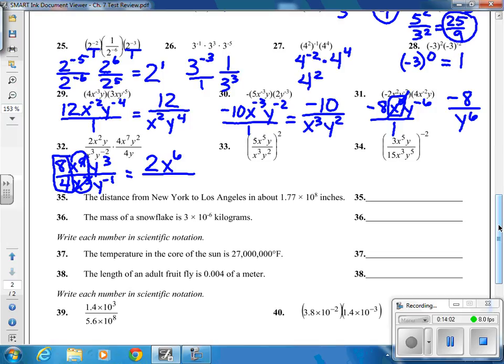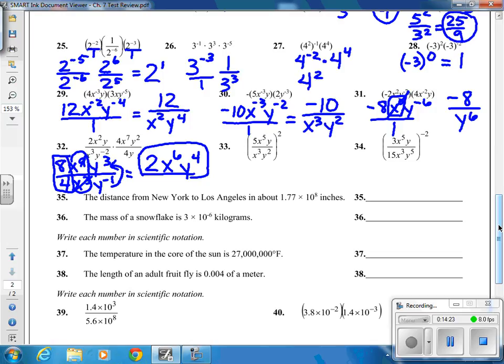Right, and then if you go to the y's, you'll notice that the y on the bottom is not happy, so it's going to come up and join those 3 y's that are already at the top, and that's going to combine to make a total of 4 y's at the top. Right, and because there's nothing left on the bottom, you don't need to write the 1, just know that it's invisible and don't even put it there, but there's your final answer, 2x to the 6, y to the 4th.